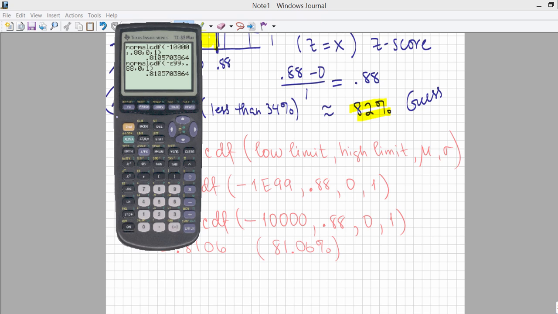But it's so much quicker for me to just plug in a whole bunch of zeros. Negative 10,000 is easier than plugging in negative E99. It doesn't matter how you do it, you will get the same answer. So there you have it. But if you're going to use E, make sure you use the correct E, not the base of the natural log, a different type of E, the one that says second comma. That's what you will be using.